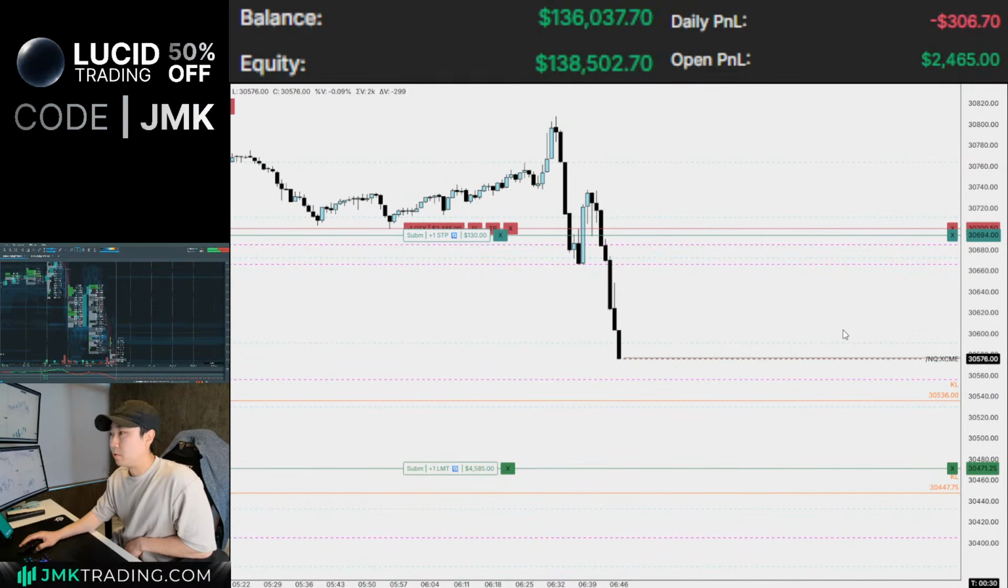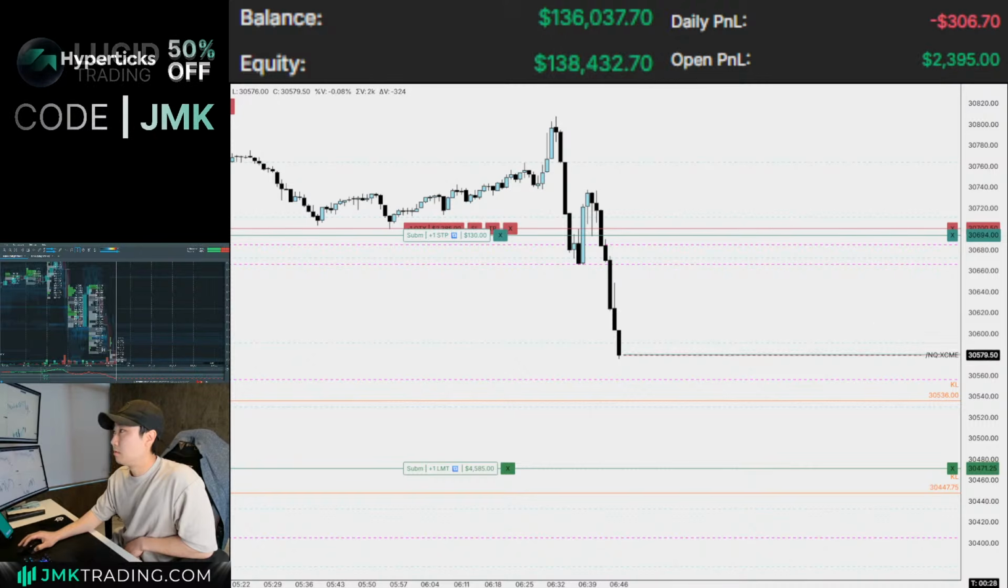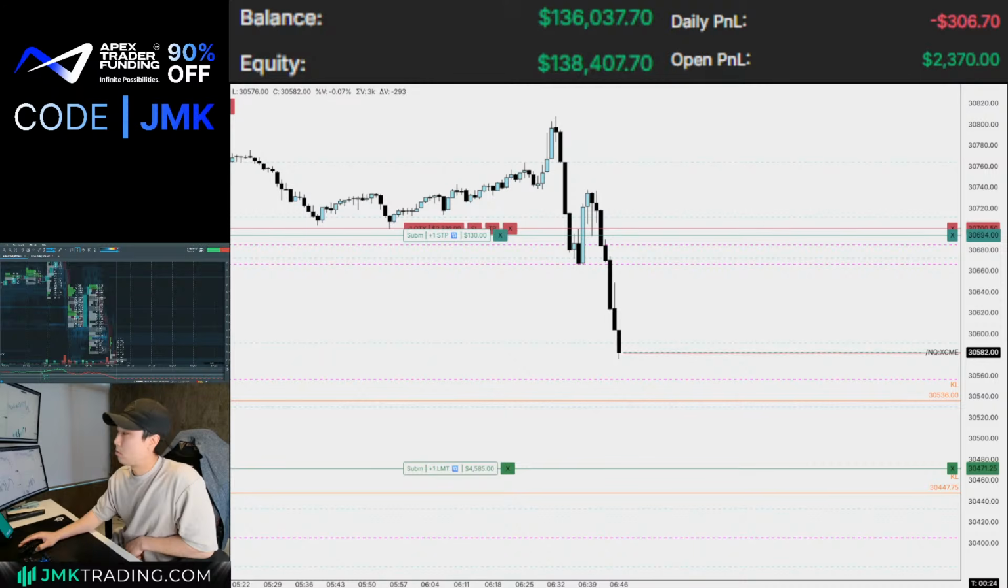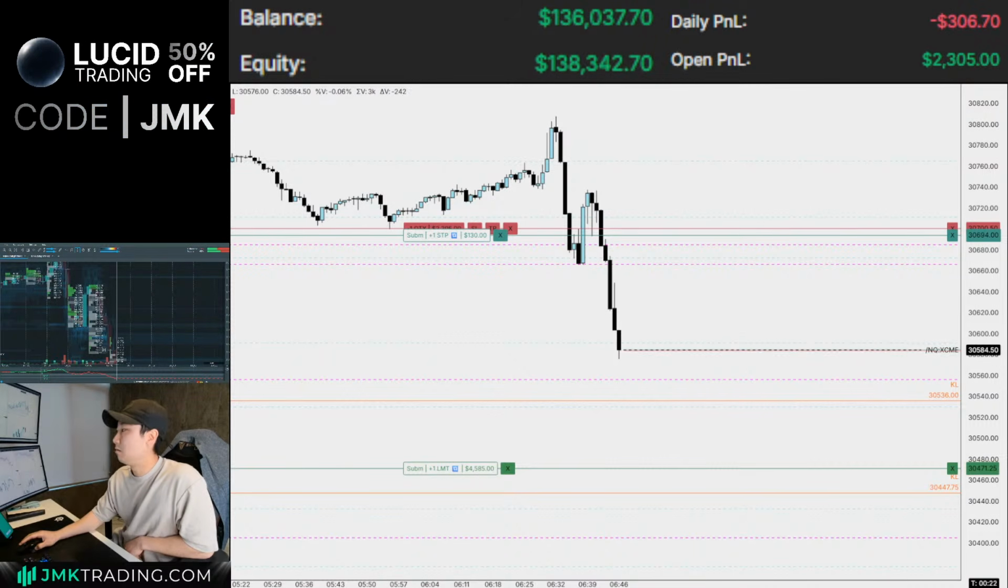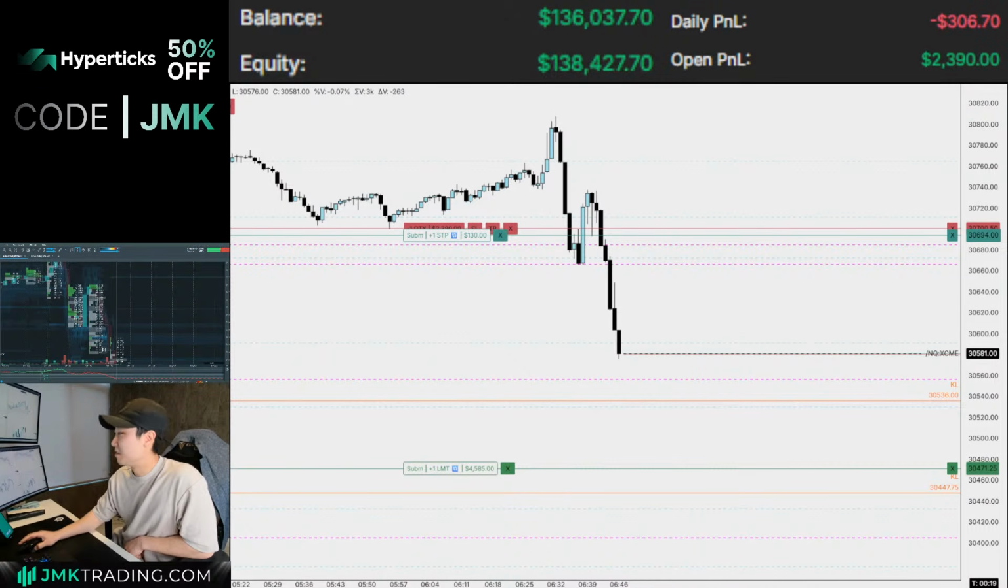I'm bummed I'm in only one mini. I should have been in like 4 minis on this trade. This was A+, A+. I think I was managing too many accounts. I'm trading on 3 different screens right now, so.